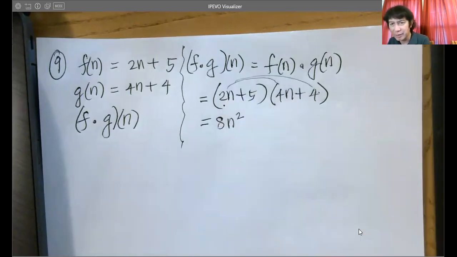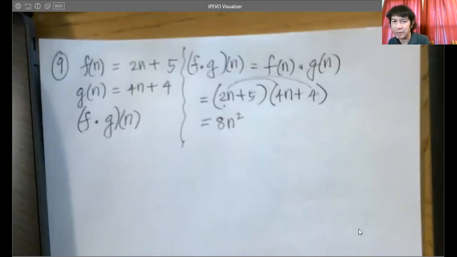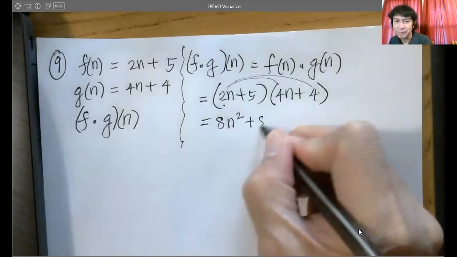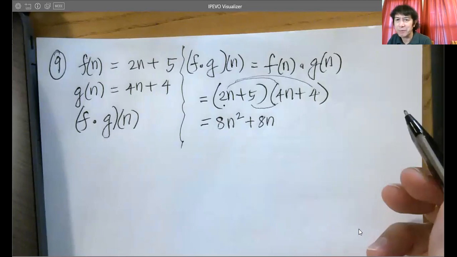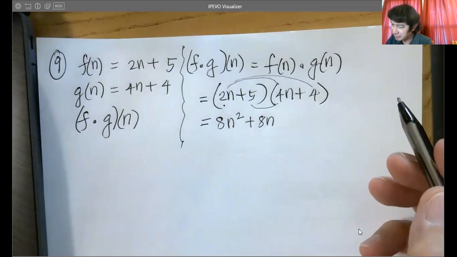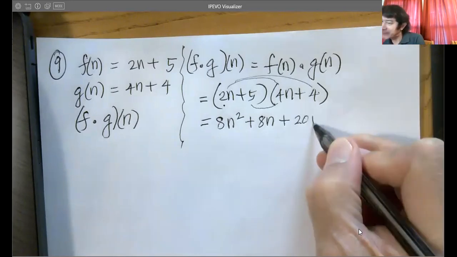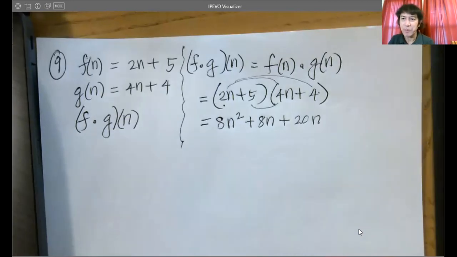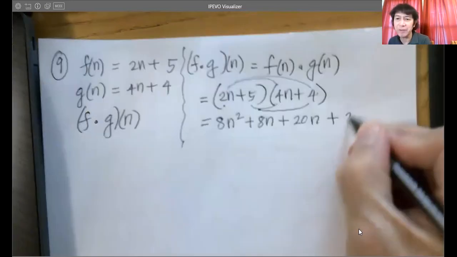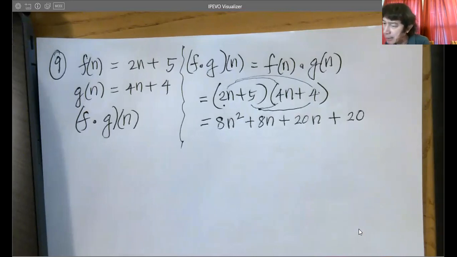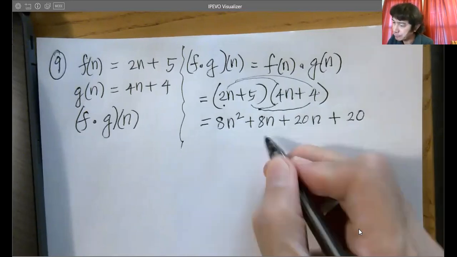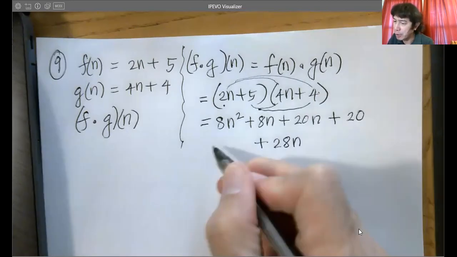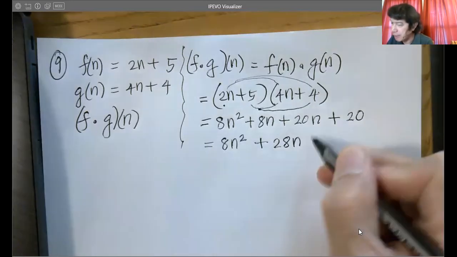So we're done with the first arc. Now we're doing the second arc. That's 2n times 4. So that should be 8n. All right. Next, our multiplier is the 5. So 5 times the 4n, that's plus 20n. And then next, 5 times 4, that's positive 20. And then try to check if you can combine like terms. And I can see 8n and 20n. You can combine this to 28n. And we will just rewrite the 8n squared and the 20 to give us the final answer.